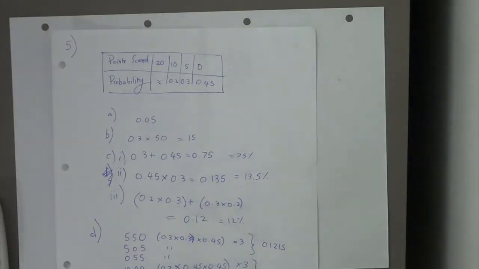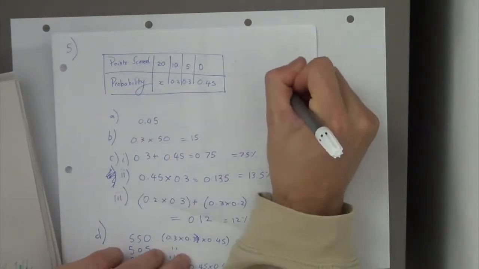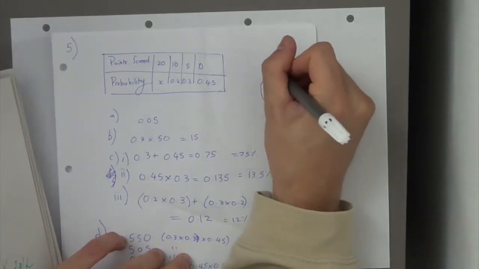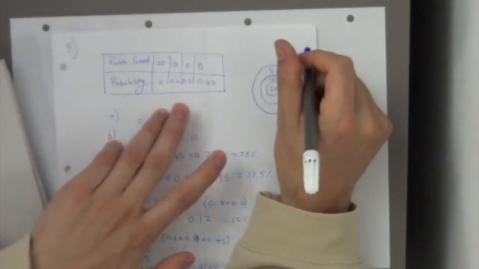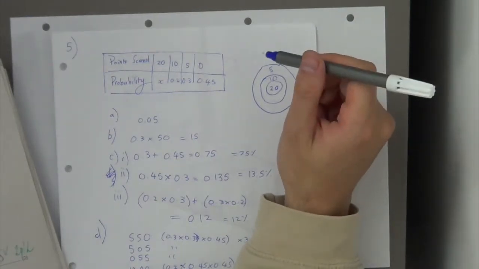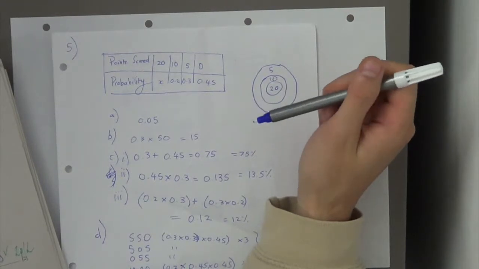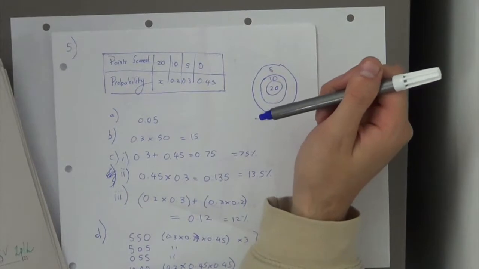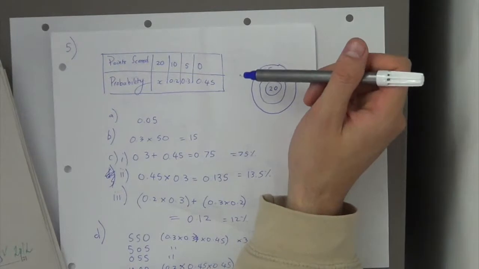Next question. It says, Kia plays a game. The game involves throwing a coin into a circular board. Okay, circular board looks like this. 20 in the middle, then 10, and 5 on the outside. So, points are scored for where the coin lands on the board. If the coin lands on a part of a line or misses the board, then 0 points are scored. The table shows the probabilities of Kia scoring points on the board with 1 arrow.